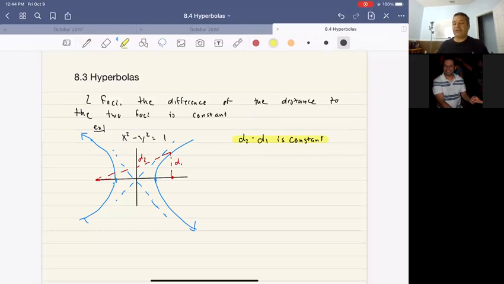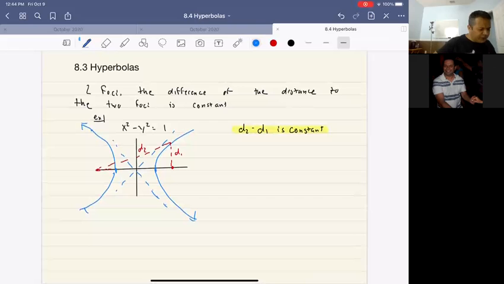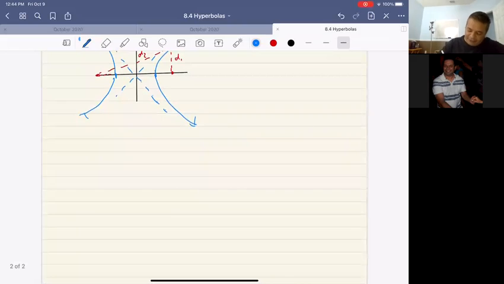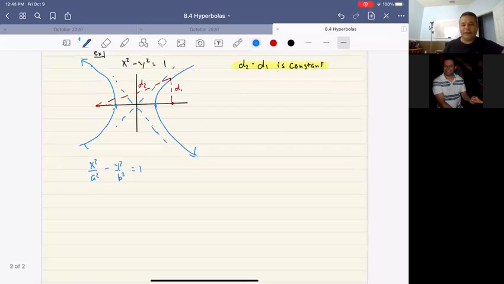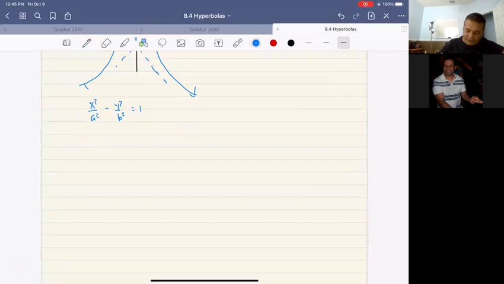So let's give the actual form of hyperbolas that we have. There's really two forms. We have x squared over a squared minus y squared over b squared equals 1. That's sort of like what we have here. So when we have x squared over a squared minus y squared over b squared, draw an axis here.